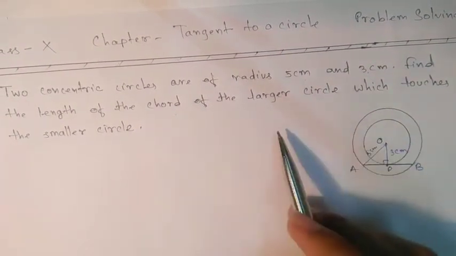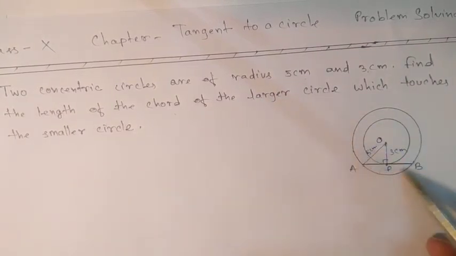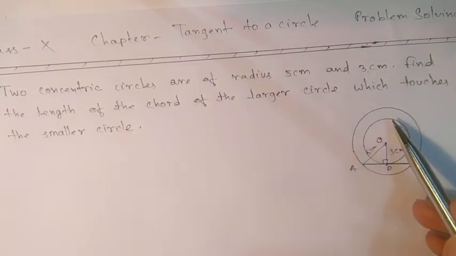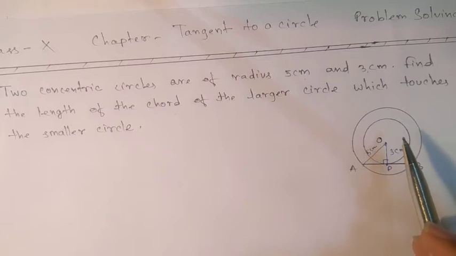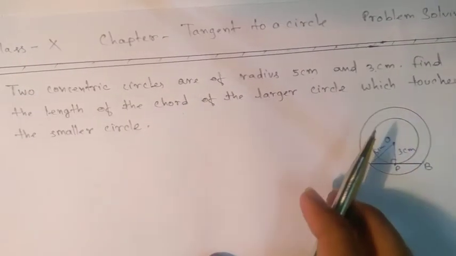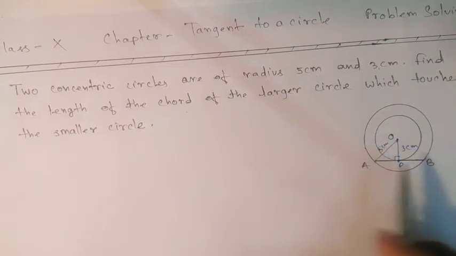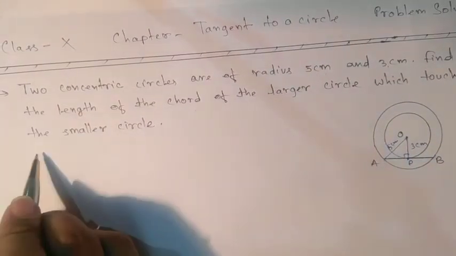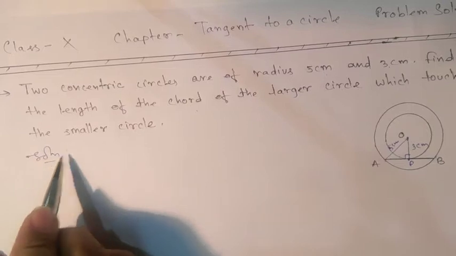Now, in the question, this diagram will not be given to you. You have to draw the diagram on your own. Read the question and draw the diagram. So now we'll proceed. We have this diagram, which is the problem, so now we do the solution.